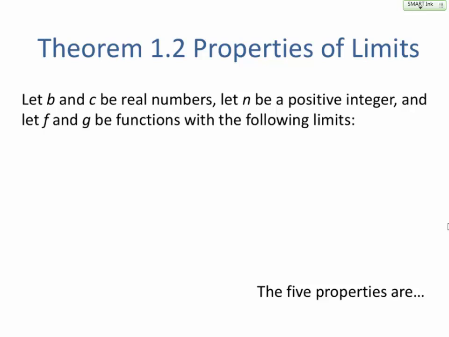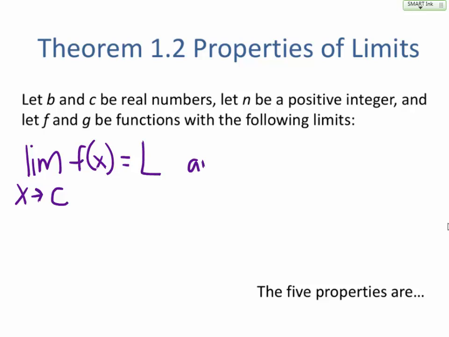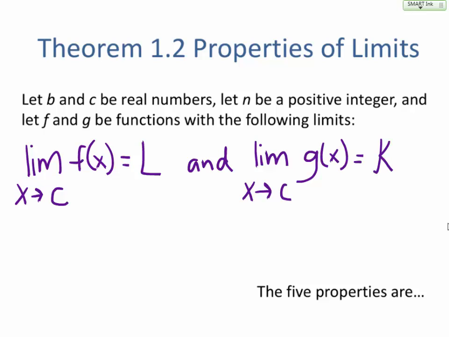All right, so some properties of limits. First of all, we need to let b and c be real numbers. n, for my example, will be a positive integer, and f and g will be functions, and I'm going to define their limits as follows. The limit as x approaches c of my function f, I'll call it L. And the limit as x approaches c of my function g, I'll call it K. Just so we have some values to define those limits for the 5 properties that are to follow.